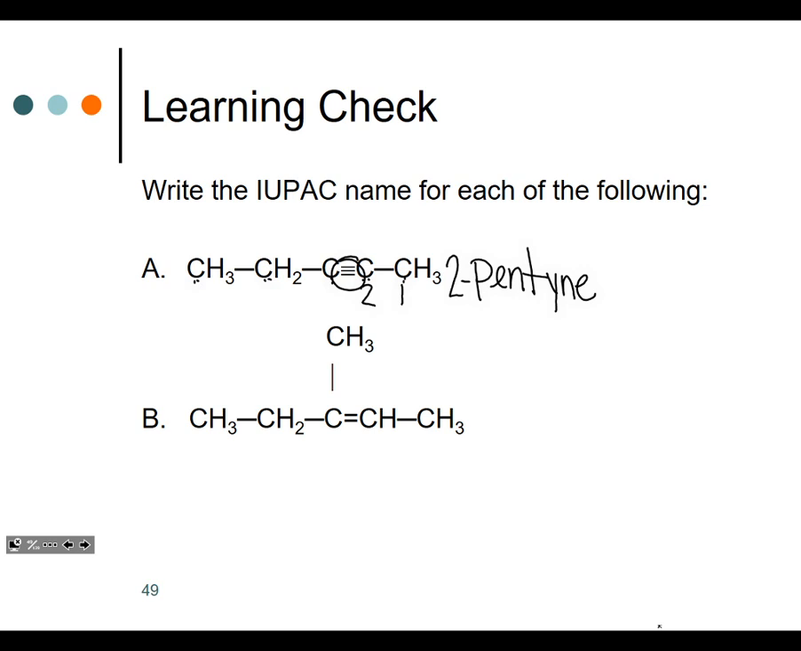All right, let's look at B. Let's count our longest chain. 1, 2, 3, 4, 5. So it is pent. It is a double bond, so it is E-N-E, pentene. 1, 2, it is after carbon 2. And then we also have 1, 2, 3. On carbon 3, there's a methyl group. So I'm going to write 3-methyl-2-pentene.